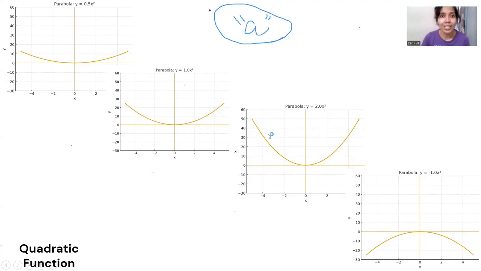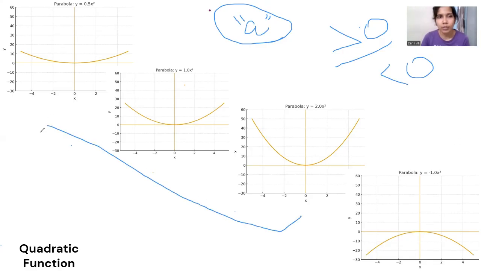Essentially, this parabola is opening upward, which means if you look at the value of A, first thing is that if it's greater than zero, then it's going to obviously open upward. If it's less than zero, it's going to open downward. So for these three plots, A is greater than zero. For this particular plot, A is less than zero.